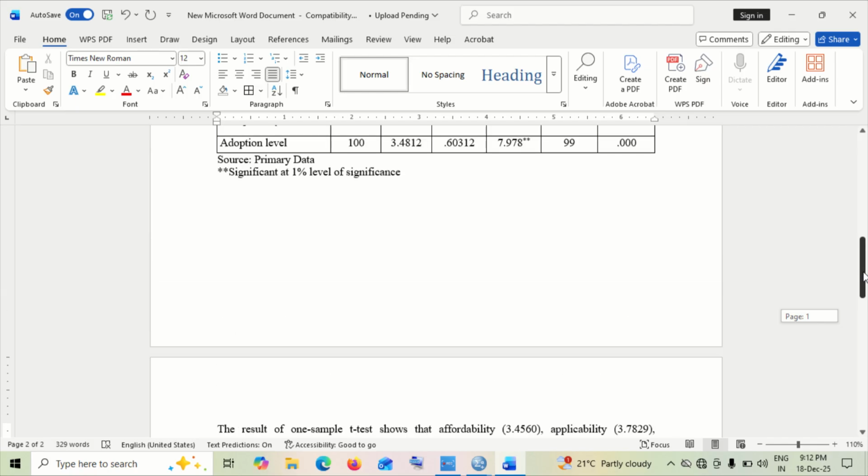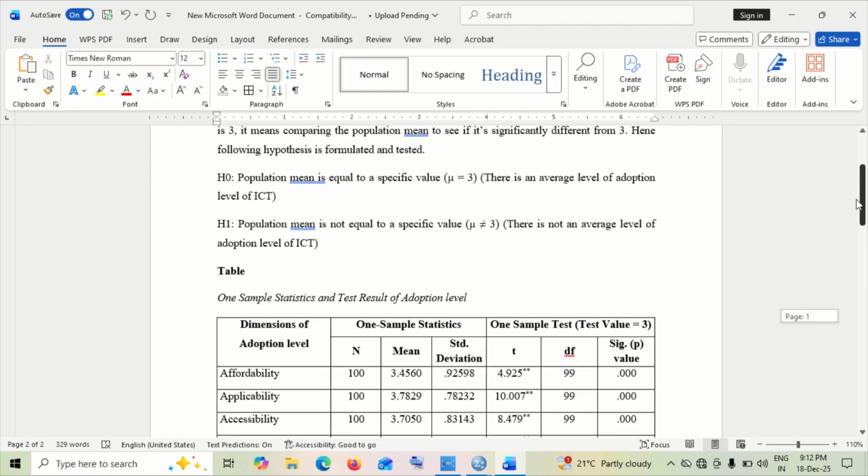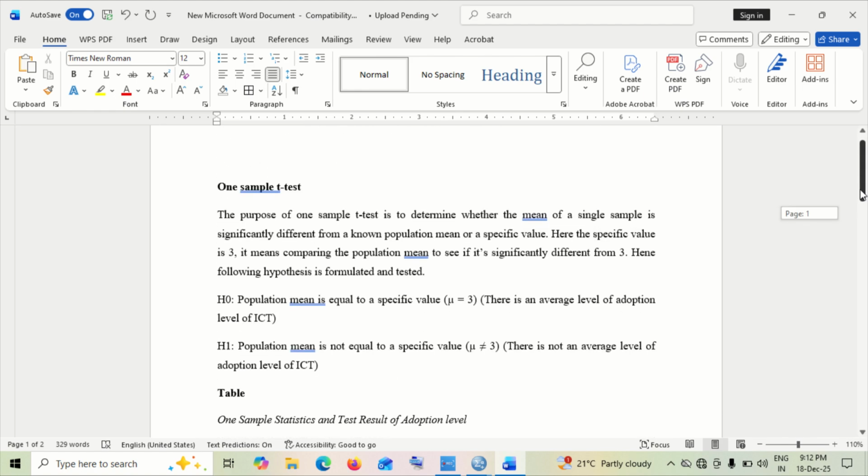Hence, regarding the first statement, that is population mean is equal to the specific value, that is there is an average level of adoption level of ICT, it is accepted in the case of accountability only. There is not an average level of adoption level of ICT is accepted in the other components of adoption level, because all the values show an above average level of adoption level. This is regarding the interpretation of one sample t-test.